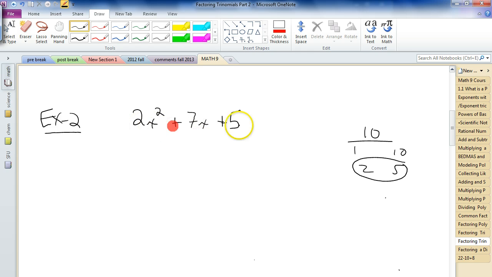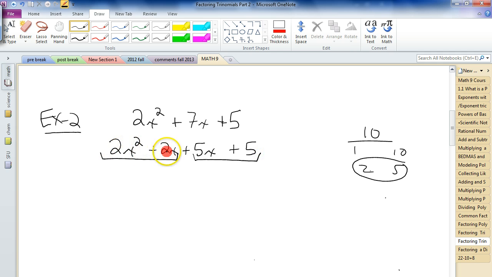So we rewrite this with, instead of 7x, 2x plus 5x. So you write 2x squared plus 2x plus 5x plus 5. We group this pair, group that pair, and we factor out of here. What factors out of 2x squared and 2x? Well, a 2 does, and an x does. When we pull that out of here, we're left with just x. You pull that out of here, you're left with plus 1.